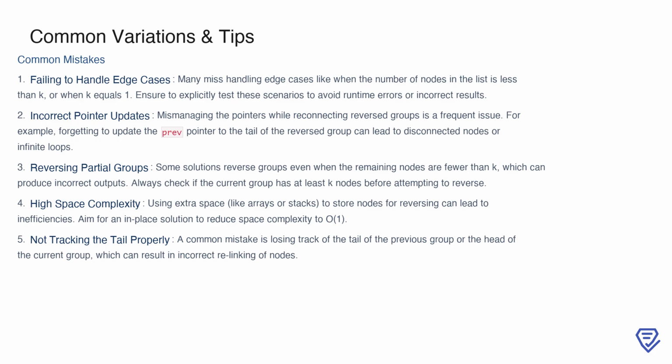High space complexity is another pitfall. Using extra data structures like arrays or stacks to store nodes might simplify the logic but sacrifices efficiency. Strive for an in-place solution to keep space complexity at O(1). Finally, not tracking the tail of the previous group or the head of the current group properly can cause incorrect relinking of nodes. Ensuring that all pointers are correctly updated during each step is crucial to a successful implementation.